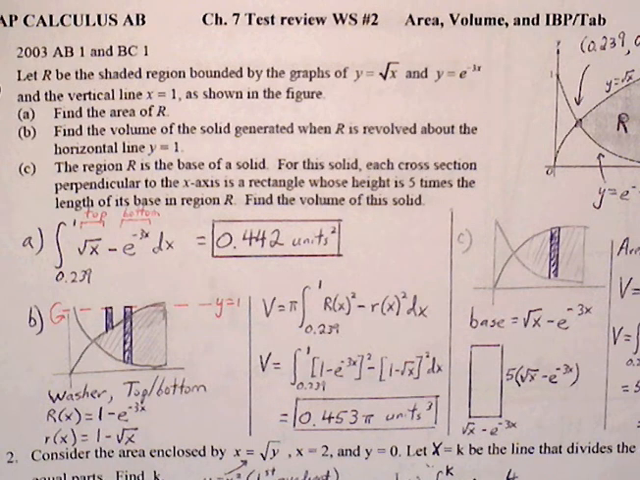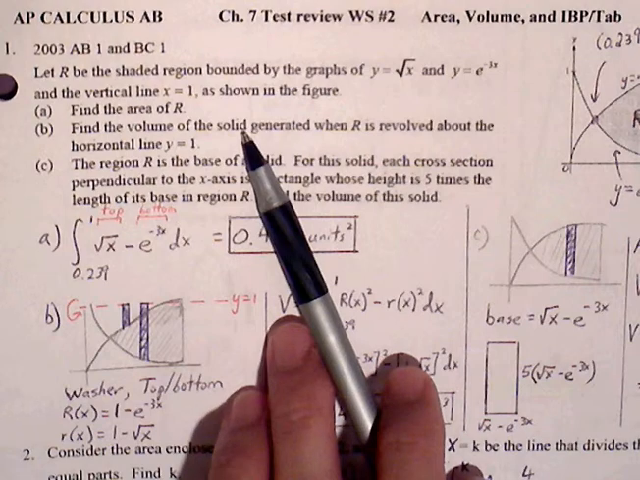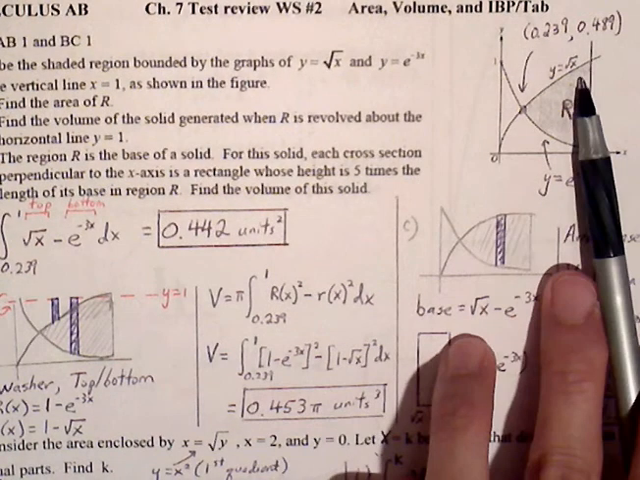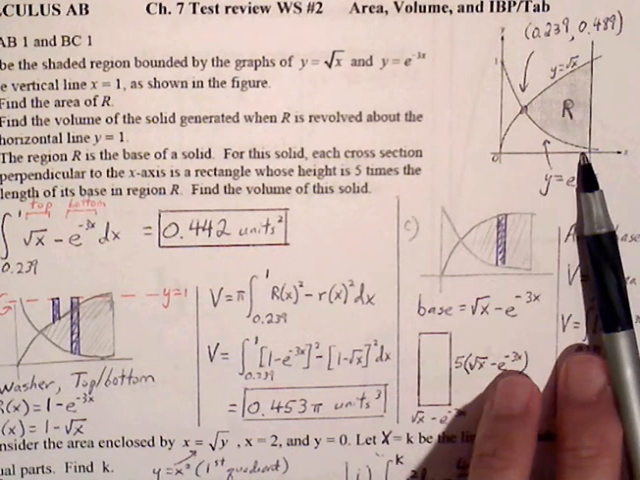This is Chapter 7, Test Review, Worksheet 2. Let's look at number 1. It says, let R be the shaded region bounded by the graph y equals root x. Okay, so that's this top curve here. y is equal to e to the negative 3x. That's this bottom curve here.